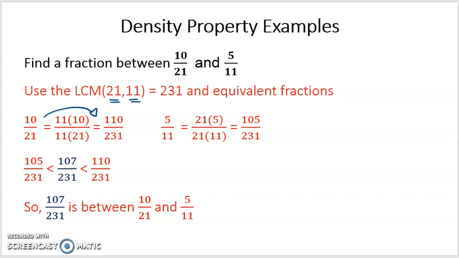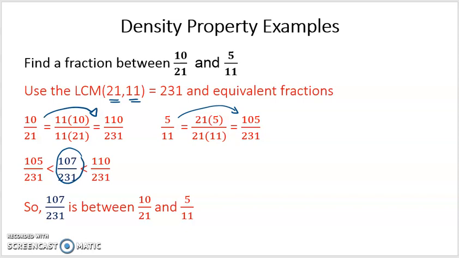5/11ths with the LCM, the least common multiple, which is the least common denominator, the LCD, is 105 out of 231. We multiply the top and the bottom by 21. Those are equivalent. We said, okay, well, what falls between 105/231 and 110/231? That's 107 or 108 or 109 or 106. So there's lots of them. Actually, there's an infinite number between those two, but here's one of them. The density property says you can find at least one.